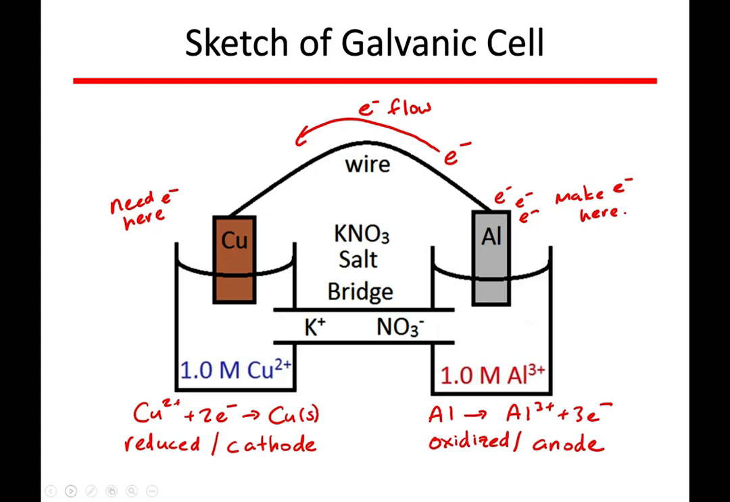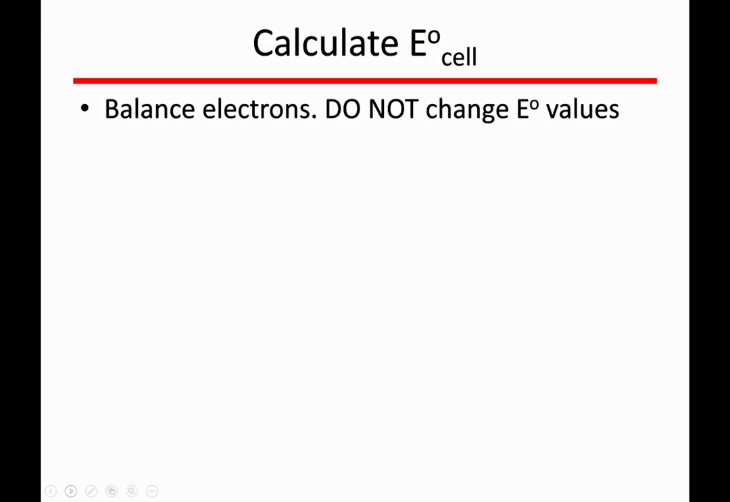Let's now talk about how we can find the standard cell potential and the delta G standard for the reaction that occurs. To find the standard cell potential, you're going to balance the electrons so that you have a common coefficient of e-. But when you do that, you cannot change the E naught values for each of the two half reactions. The E naught values are intrinsic properties of the system that you're studying, and they do not scale with the size of the object that you're dealing with.